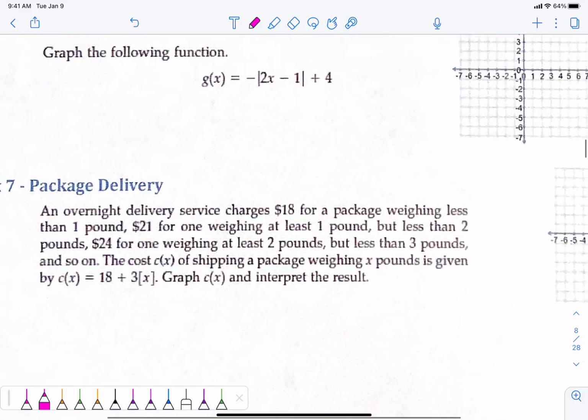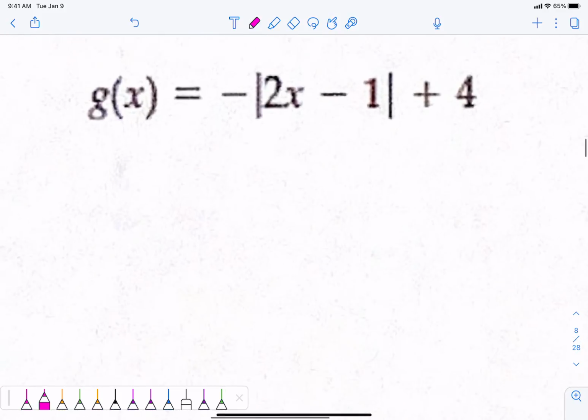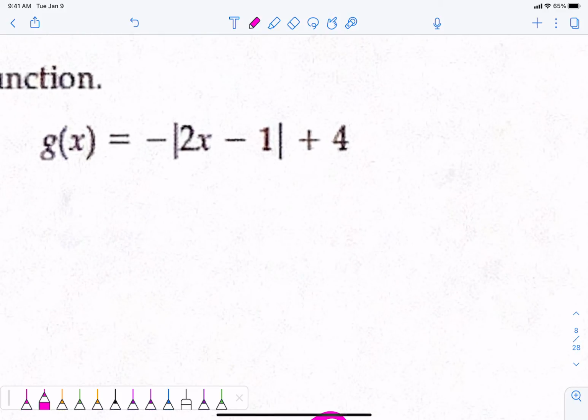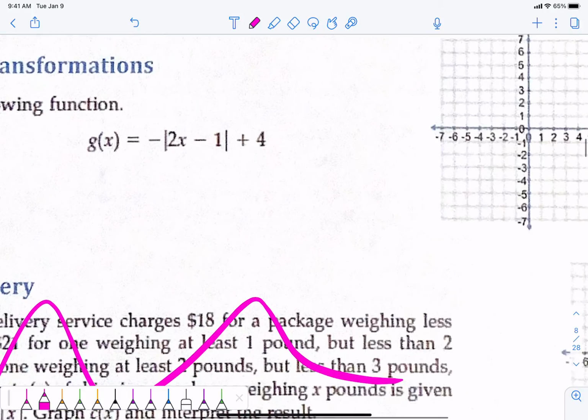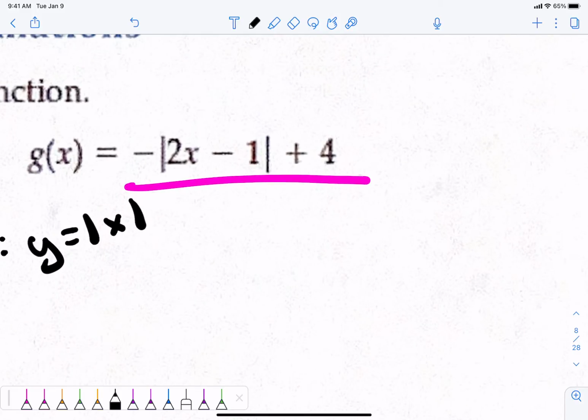Graph the following function. Now, these are the ones where we're going to skip number 7. Example 6, this is where we have lots of stuff going on. How many things are happening to this function? 1, 2, 3, 4. There are 4 things happening.